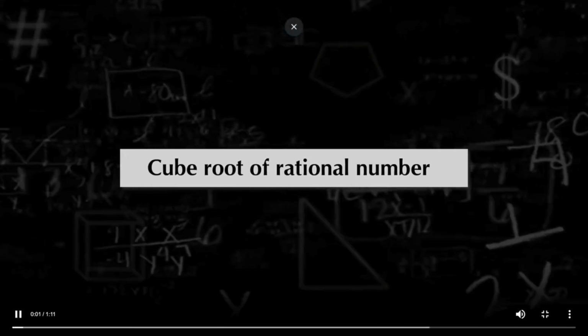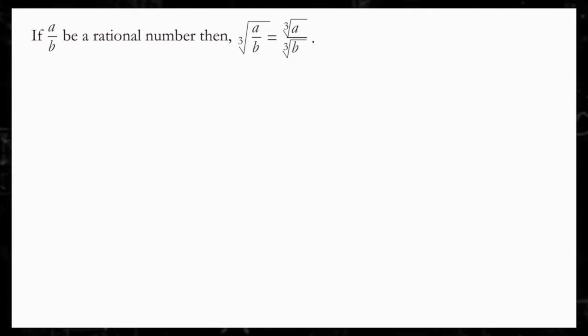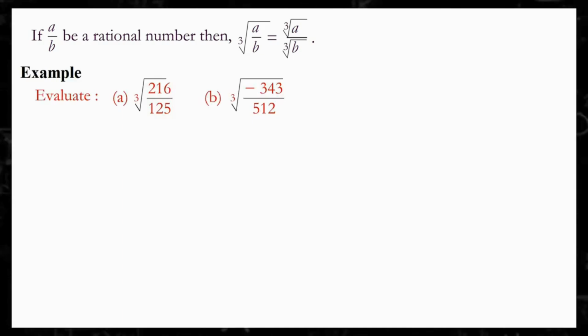Cube root of rational number. If a by b be a rational number, then cube root of a by b is equal to cube root of a by cube root of b. Example, evaluate: A. Cube root of 216 by 125. B. Cube root of minus 343 by 512.